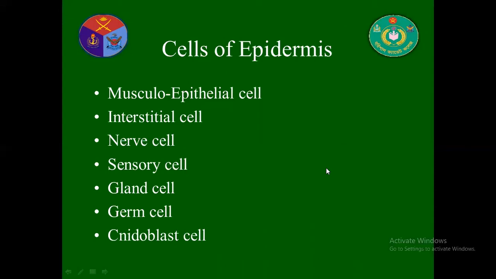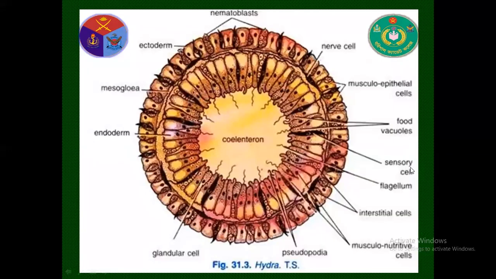Now cells of epidermis. The outer layer of the body cells of Hydra is called the epidermis. This epidermis consists of 7 types of cells: musculoepithelial cell, interstitial cell, nerve cell, sensory cell, gland cell, germ cell, and nidoblast cell. This nidoblast cell is especially found in tentacles. Already I have discussed it. Look, there are different types of cells here.